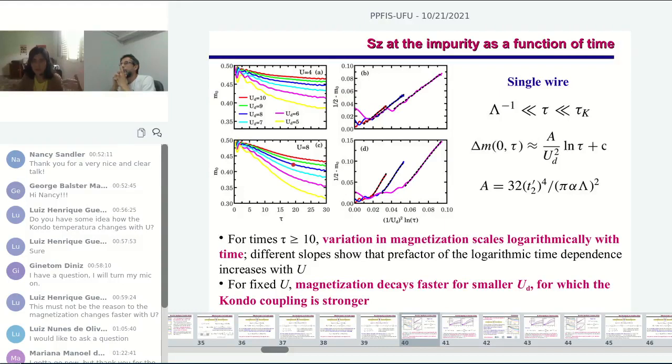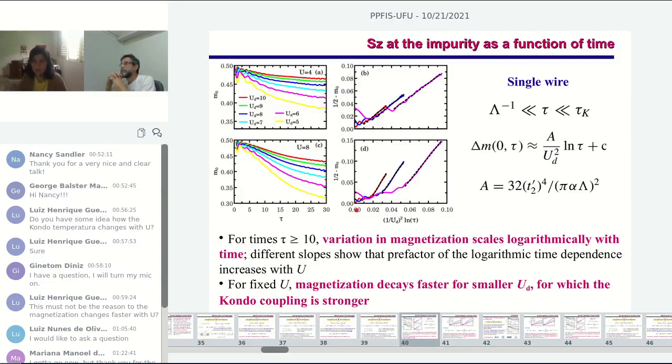The plots on the left are the same that I showed you before. This comes from our numerical calculation. And now we plot the change in the magnetization as a function of 1 over U_d squared ln of tau. So if this expression is valid, we should get straight lines, as we indeed get, right? In both cases, for U equal to 4 and U equal to 8. So our analytical results agree with the numerical ones.